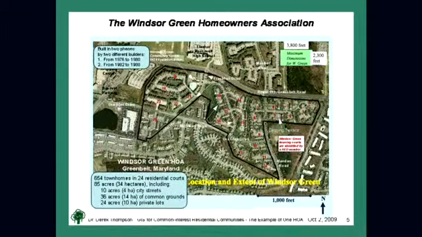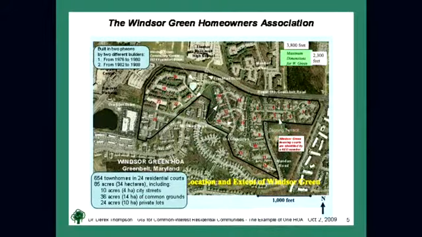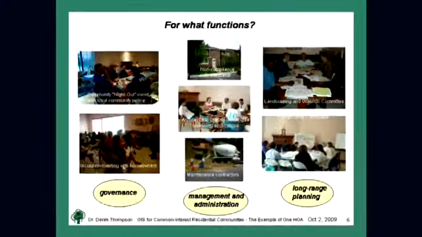My association is a modest, compact, suburban homeowner association with about 85 acres. And you can see there that there's 10 acres of streets, 36 acres of common grounds, which we have to manage, and then there are 24 acres for the private lots. The activities which we may benefit from map use include such things as governance and communications, management, and long-range planning.